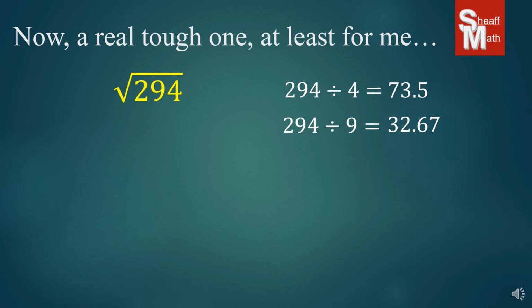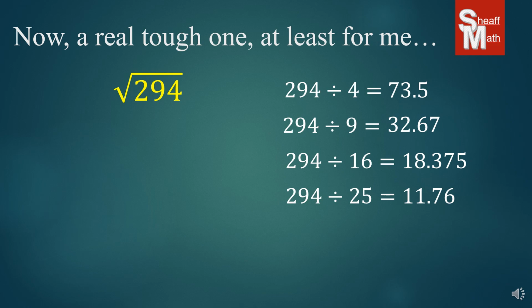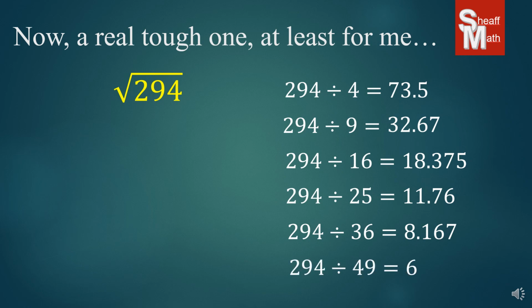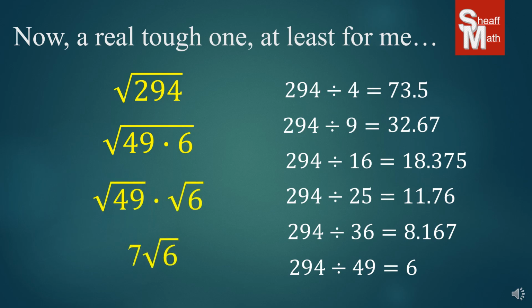Still, it doesn't go in evenly. By 16, doesn't go in evenly. 25, and I know this can take a long time. 36 doesn't go into it, but finally 49 goes into it 6 times. It's a long process, but this is what you have to do for these. They're not easy. So we put 49 times 6 inside, separate them, and then we simplify that square root 49 to 7. And there's our answer.